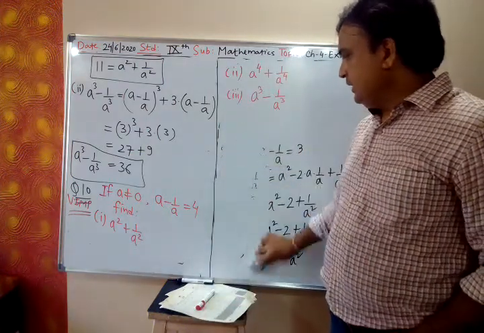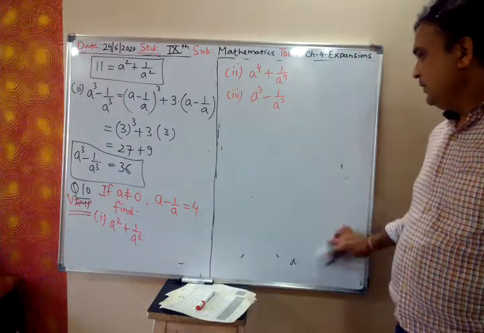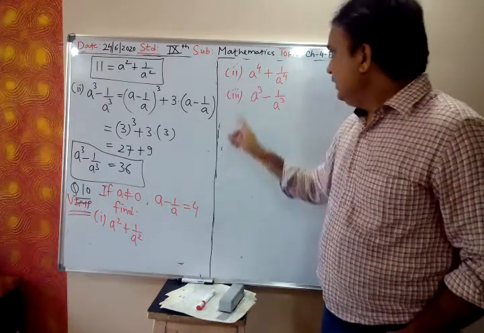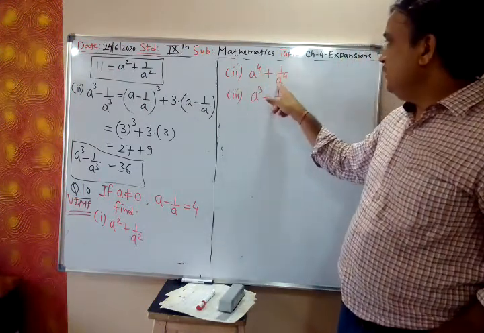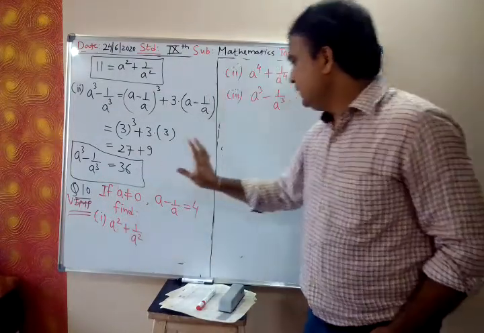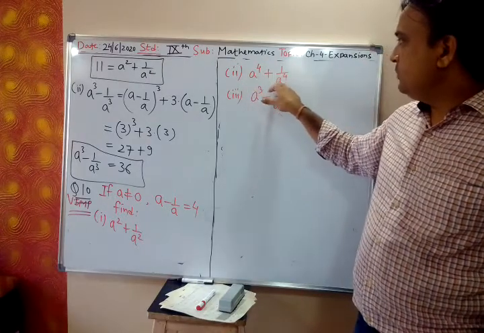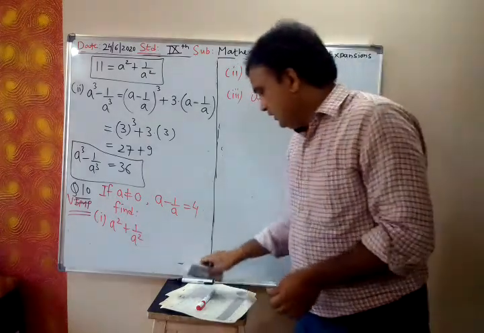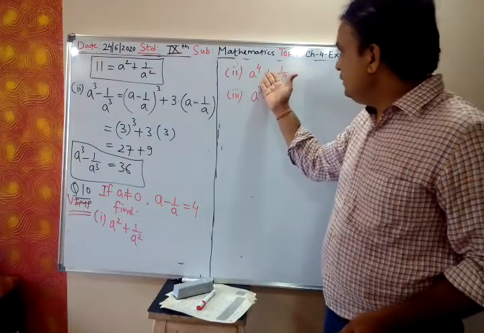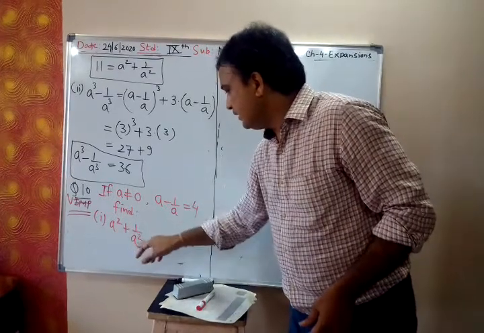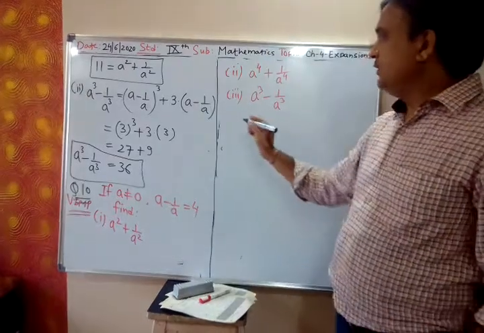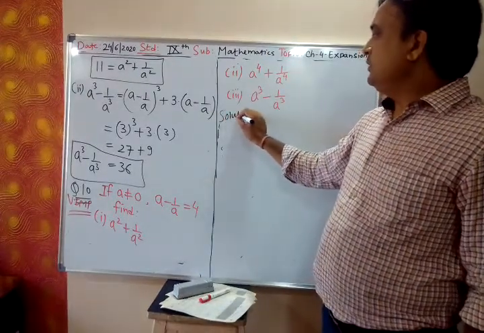Now it is given a minus 1 upon a is 4. Find a square plus 1 upon a square, then a raised to 4 plus 1 upon a raised to 4. Their power of a is 2, so this we can find easily. To find a raised to 4 plus 1 upon a raised to 4, I will use the value of a square plus 1 upon a square. So let us first find what is a square plus 1 upon a square. So this problem is important.